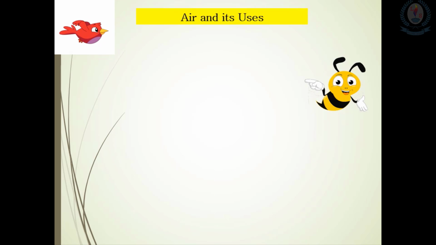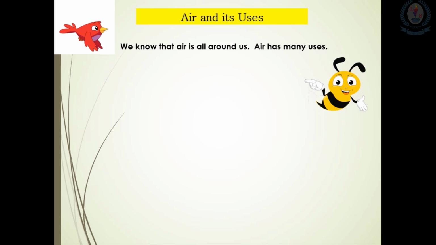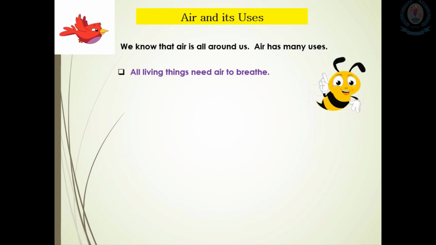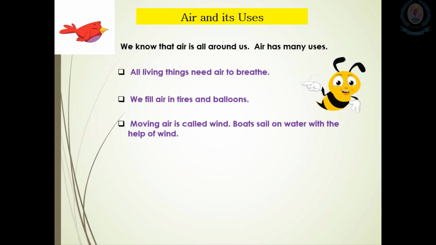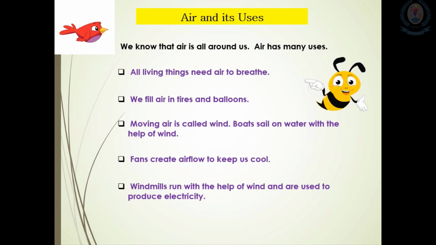Children, now you are going to learn about air and its uses. We know that air is all around us. Air has many uses. Children, tell me, what are the uses of air? Okay, let's see. All living things need air to breathe. We fill air in tires and balloons. Moving air is called wind. Boats sail on water with the help of wind. Fans create airflow to keep us cool. Windmills run with the help of wind and are used to produce electricity. Wind also helps in seed dispersal. Children, these are the uses of air.